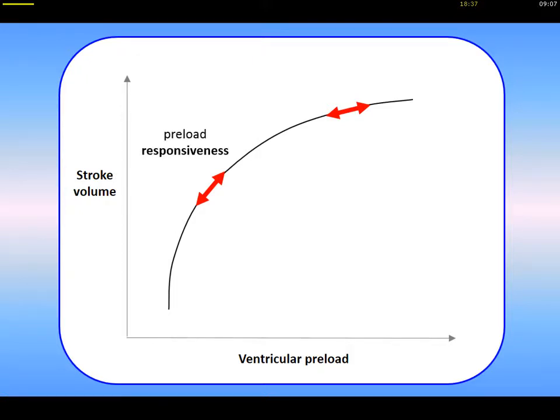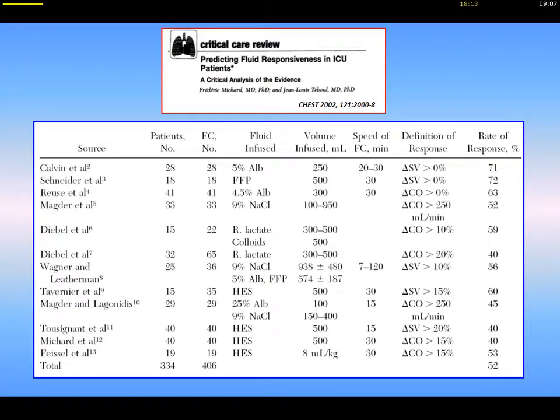Preload responsiveness is associated with the steep part of the curve, and preload unresponsiveness with the flat part of the curve. When the heart is preload responsive, in general, the patient is fluid responsive. When the heart is preload unresponsive, in general, the patient is fluid unresponsive. As you know, not all patients in ICU are fluid responsive.